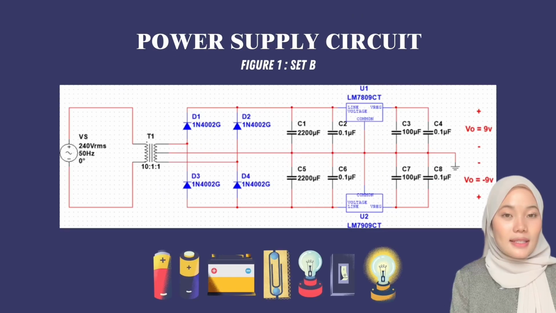The power supply circuit's main goal is to convert 240 volt AC with a 50 Hz frequency. It uses a ratio 10:1:1 transformer to lower the voltage, followed by rectification with 4 diodes to get pulsating DC. LM7809CT and LM7909CT regulators maintain a constant 9 volt and negative 9 volt DC output. 8 capacitors, C1 until C8, reduce voltage ripples for a stable 15 volt dual power supply.